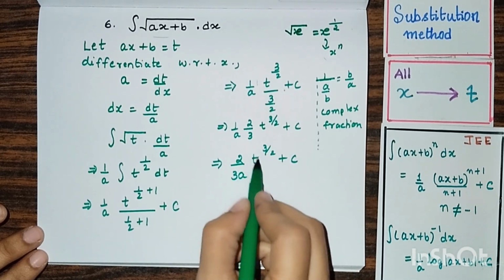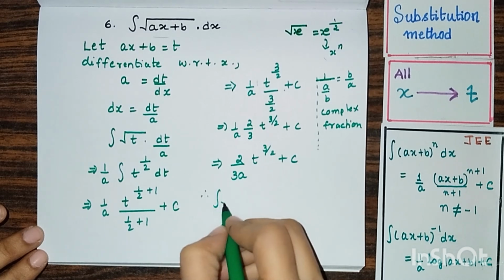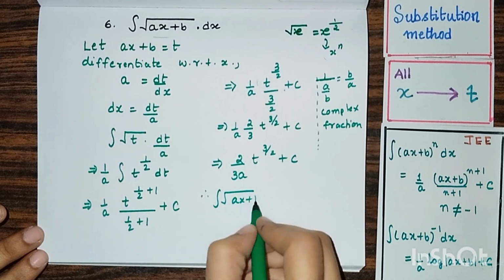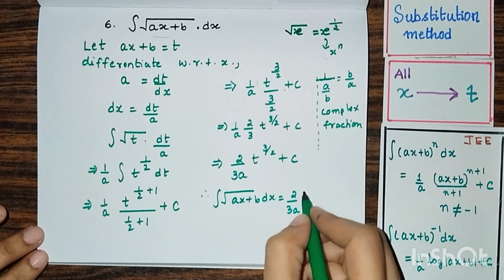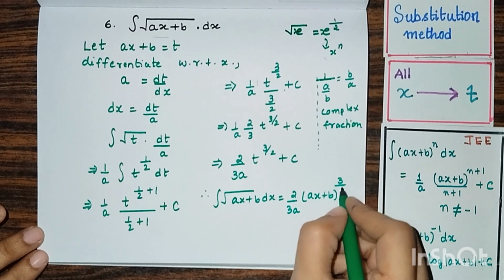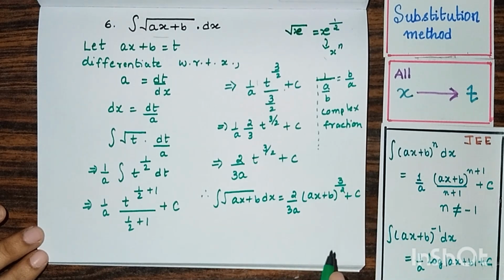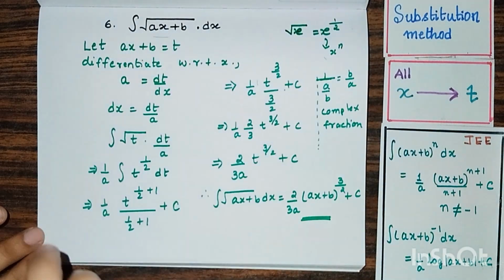Now we will substitute the value of t, which is ax plus b. Therefore, integral of square root of ax plus b with respect to x is equal to 2 by 3a. In the place of t we will write ax plus b to the power 3 by 2, plus constant of integration. So this is the required integral of the given function.